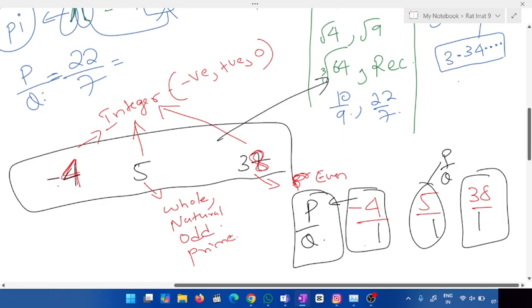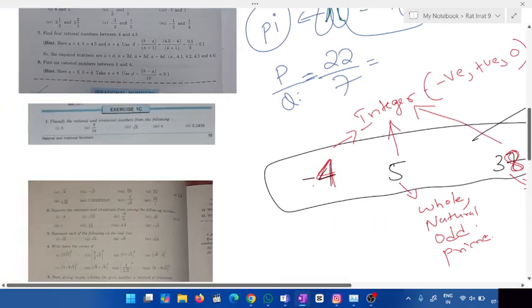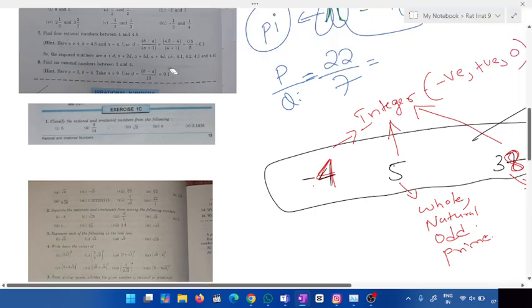Anything written in the form of P by Q. So only if numerator is given, don't get confused. You can add denominator 1 and you can solve. Look at the first question. 1C first question. 5 is given. Only numerator is given. What kind of number is this? Rational or irrational? I can divide it by 1. It's a rational number. All of you will answer this, students.